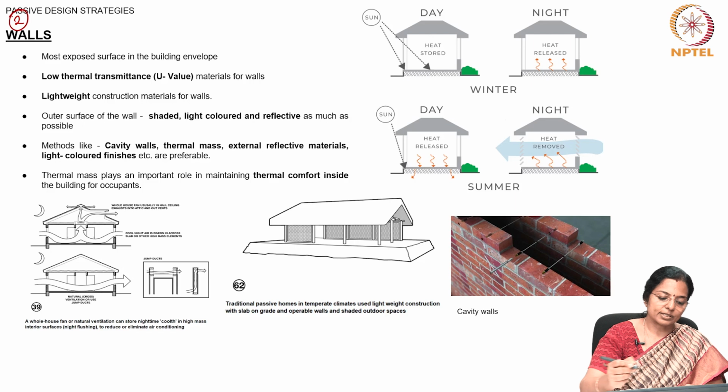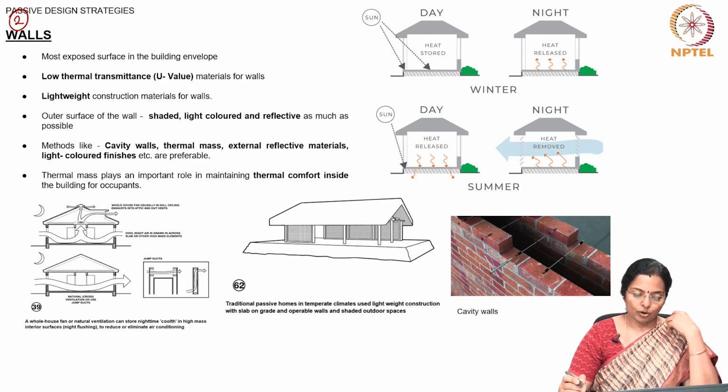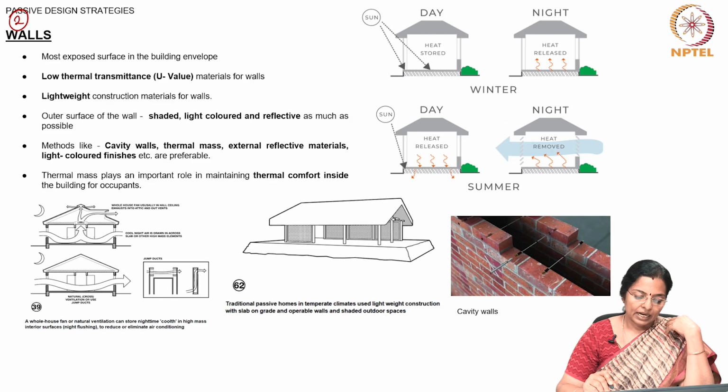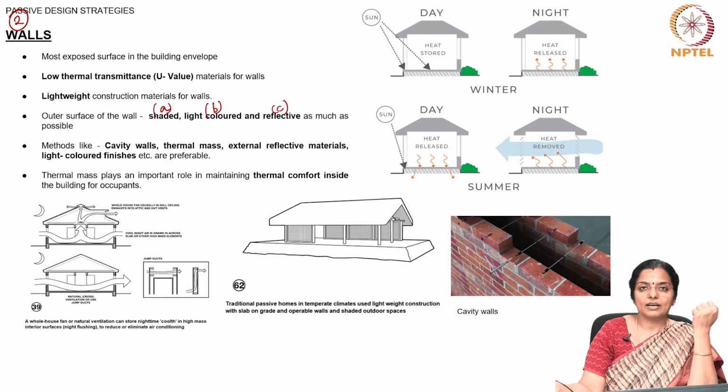Second is walls. Most exposed surface in the building envelope is the wall. Low thermal transmittance or U value materials for walls is preferred. Lightweight construction materials for walls must be preferable. Outer surface of the wall should be shaded, light in color and should be reflective as much as possible.